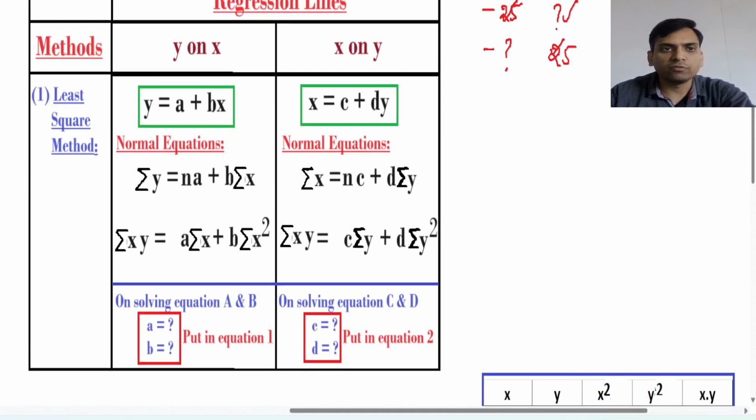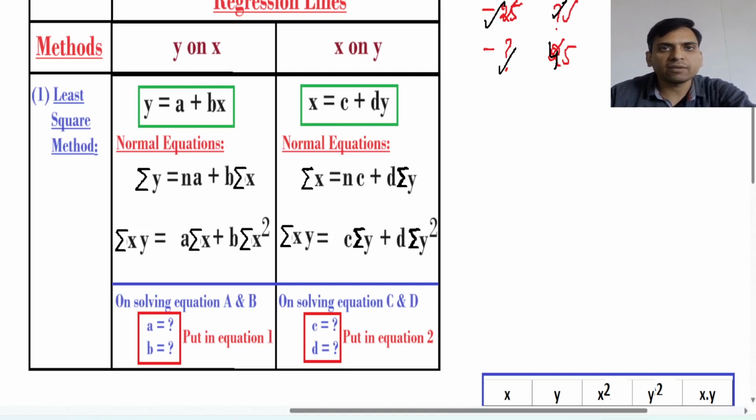In the question we are given the x value as 25 and you need to find y, but we don't have a and b. For the second one, x is equal to c plus dy, we need to find x when y is equal to 45. So in this case we don't have c and d; for the first one we need to find a and b, for the second one we need to find c and d.